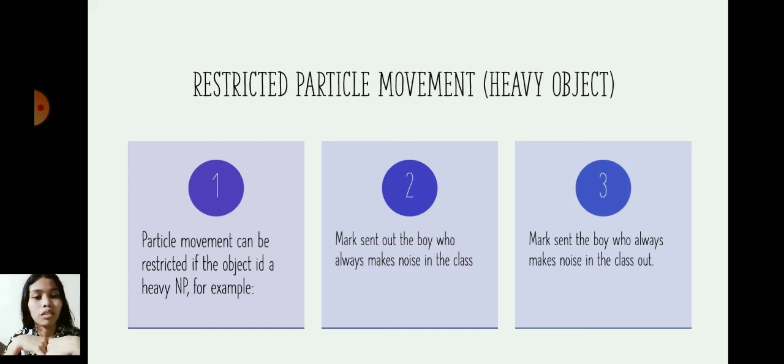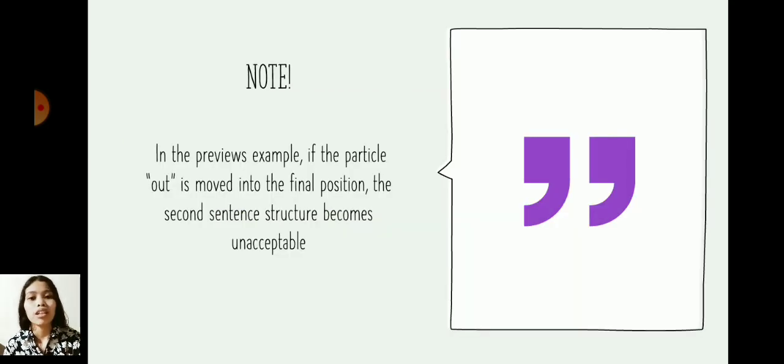I hope you get it and can still understand it. So those are the three types of particle movement that we should know. There is a note that we should always remember. In the previous restricted particle movement example that we had, if the particle out is moved into the final position, the second sentence structure becomes unacceptable. That's the note that we should remember.